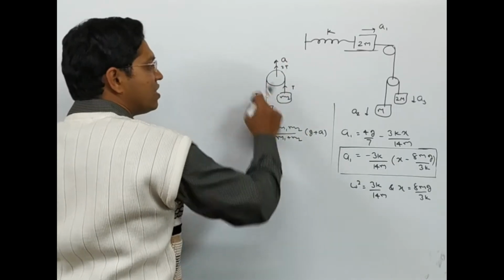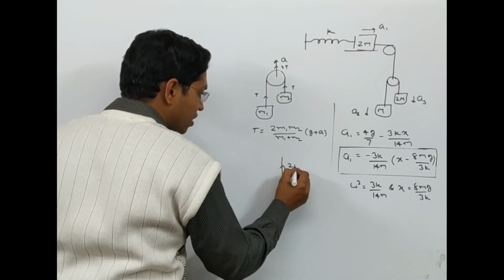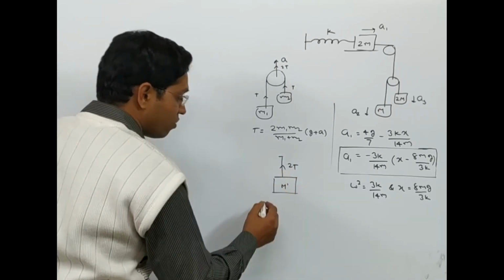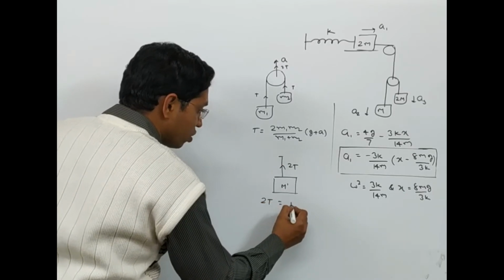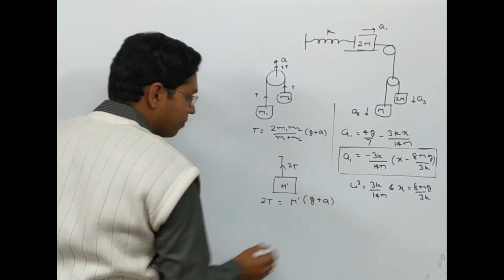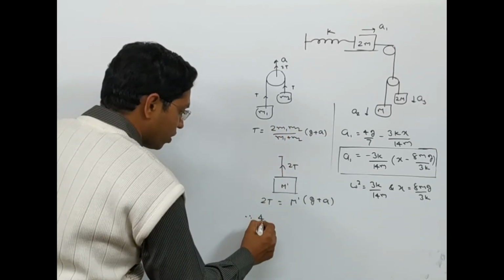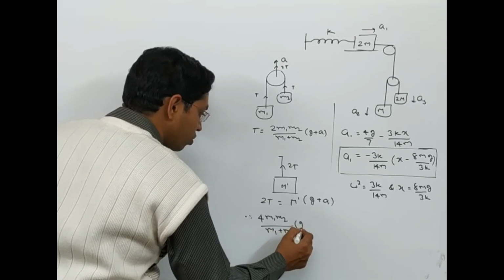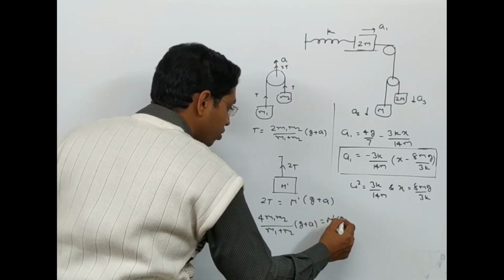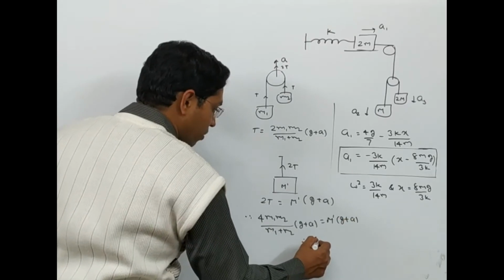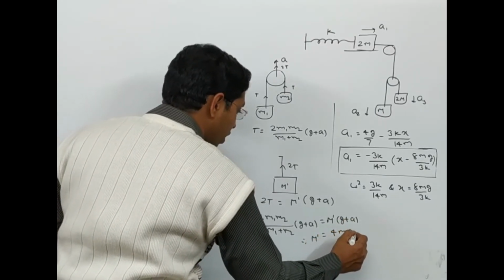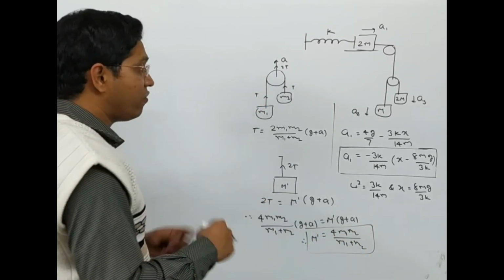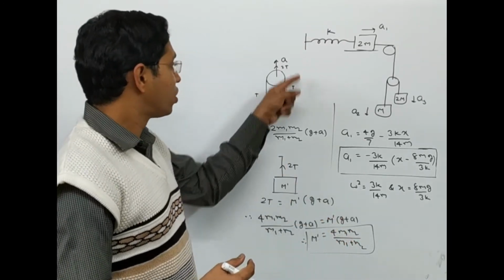Now I want to replace this two-mass system by a single-mass system having the same tension 2t with m dash. What should be the condition? Twice t should be m dash into g plus a. It means twice t, which is 4m1 m2 upon m1 plus m2 into g plus a, should be equal to m dash into g plus a, and hence m dash turns out to be 4m1 m2 upon m1 plus m2. This is the effective mass I should substitute for the complete system.